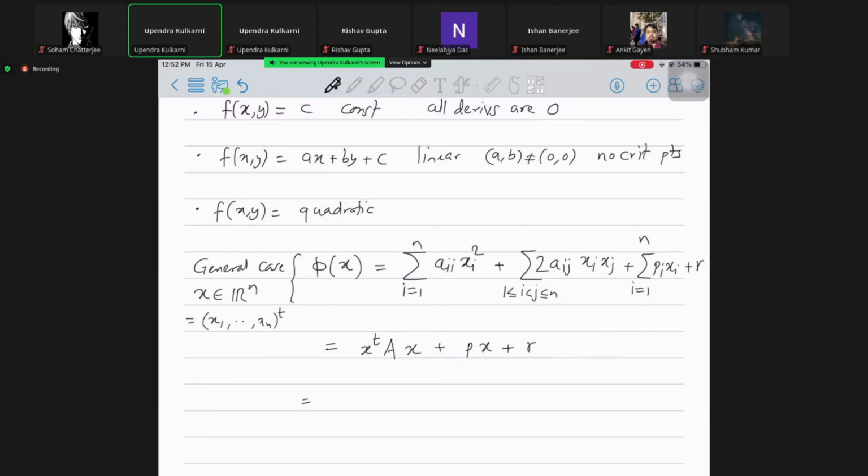Notice, this x transpose is just the vector x1 up to xn, correct? Now A is going to be a11, a12 up to a1n, an1 up to ann, and times the vector x1 up to xn. Can you tell me where the 2 went?